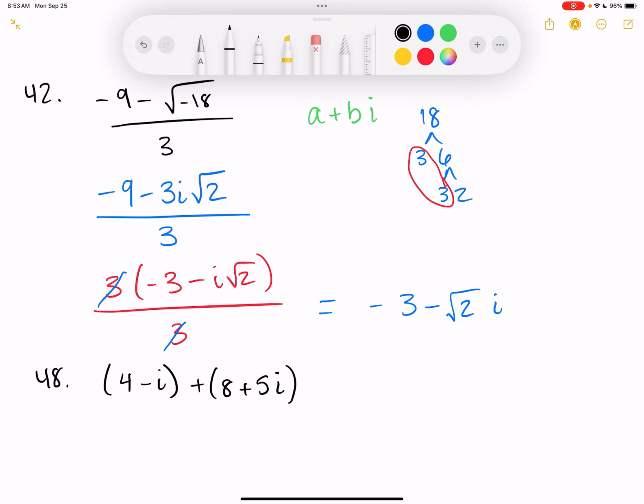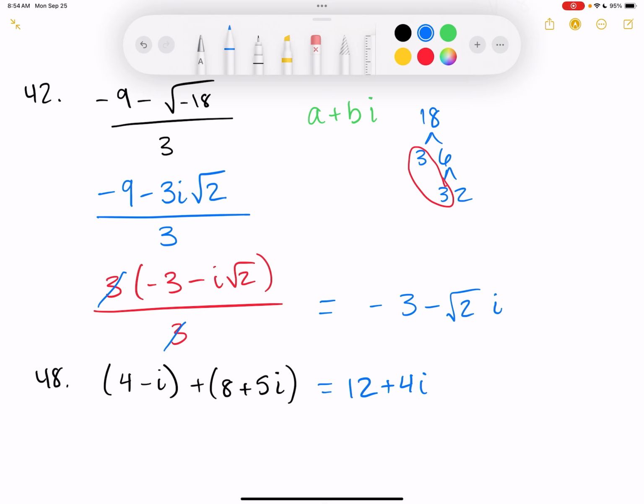So with this one, I would have 4 plus 8, so that's going to be 12. And then negative i plus 5i, so that's going to be 4i. And it always has to be written in standard form, so that a plus bi. And that's all you have to do for those ones.